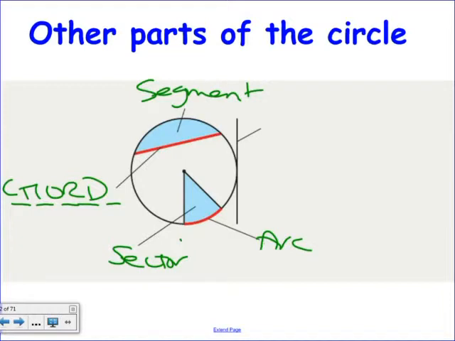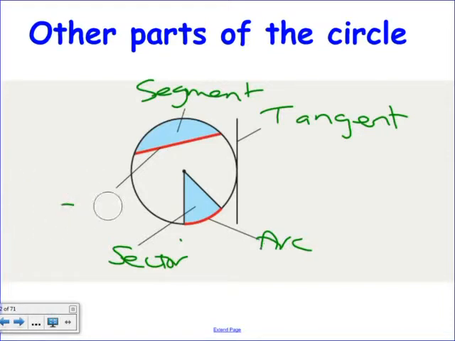Close? Begins with T. Anyone heard of somebody going off on one? Tangent. People go off on a tangent. You heard that expression? Right, a tangent is a line that just touches the edge of the circle. A straight line that touches the edge.